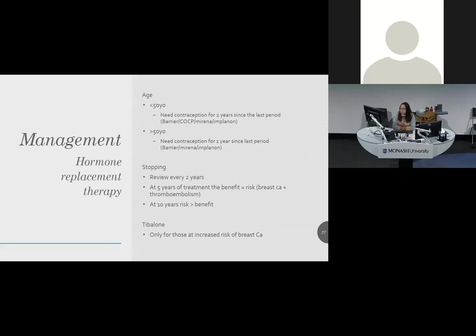There is this wonder drug called tibolone. Well, we thought it was a wonder drug. It's not. This is only for those who are at increased risk of breast cancer, so people with BRCA1 mutations, people with breast cancer in their immediate family, things like that. Those are the people that tibolone can be used for. It's not as good as the other HRT for symptoms, especially cardiovascular health and bone health.